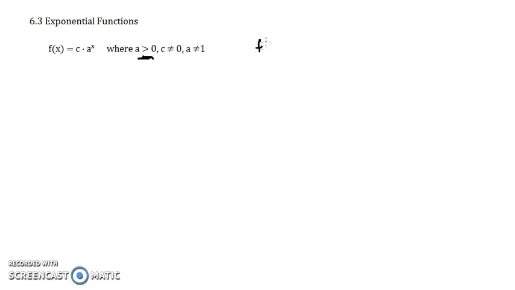So we're going to be looking at things that look like 2 to the x, or 3 to the x, or maybe 1/2 to the x, things like this. We have a whole number, or a fraction, raised to an exponent that's a variable. Most of the things that we look at, the c out front is going to be a 1, just to keep things a little bit simpler.